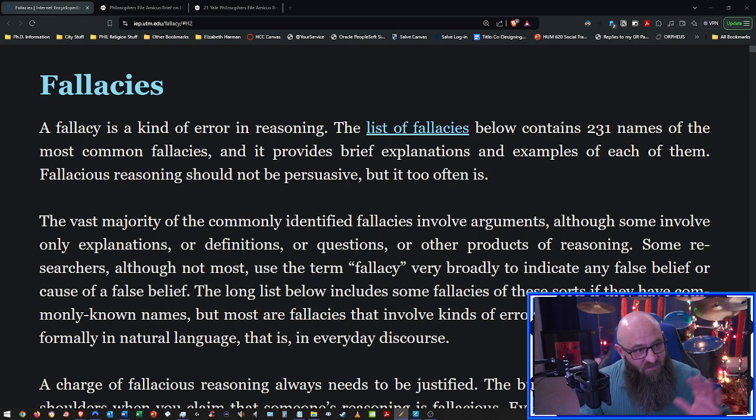In any case, the fact is that there are different ways to define fallacies, and it becomes difficult to classify what exactly is a fallacy and when.